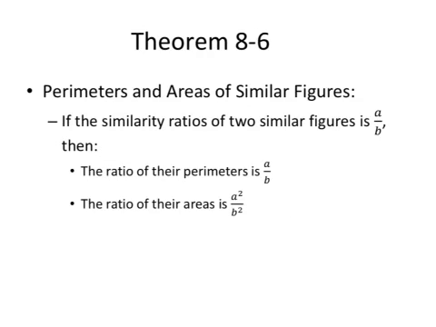Okay, now that you performed the investigation, what you should have discovered is that the perimeters and areas of similar figures have different values that we can associate with them. So if our similarity ratio between two figures is some number, say A divided by B, then the ratio of the perimeters of the two figures will also have that similarity ratio, and the ratio of the areas of similar figures will have the ratio of that original similarity ratio squared. Okay, so let's take a look at what this means.